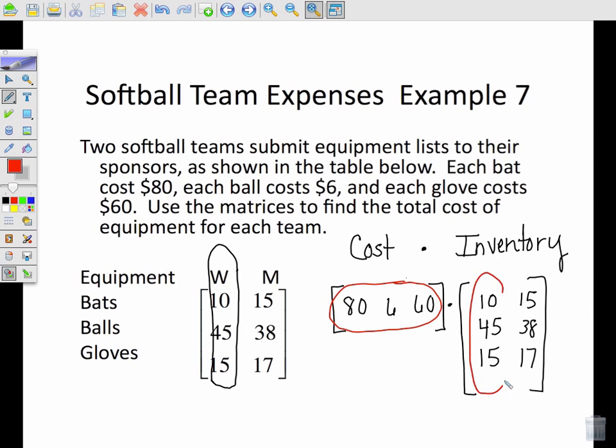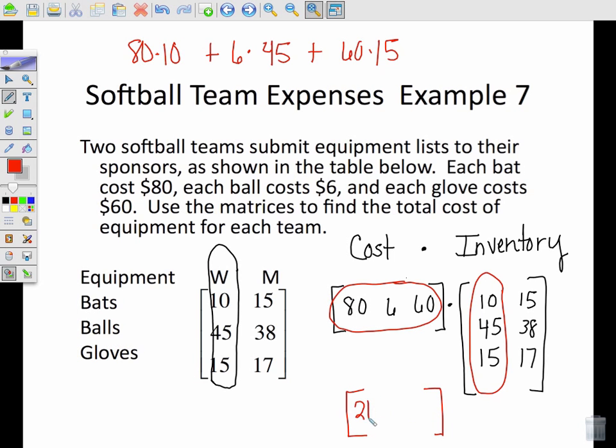You are going to take row 1 times the column and all the corresponding parts. So 80 times 10, 6 times 45, and 60 times 15. And we're going to add them together. So 80 times 10 plus 6 times 45 plus 60 times 15. And when you multiply that together, you get 2,130. So this is for women, and this is cost.